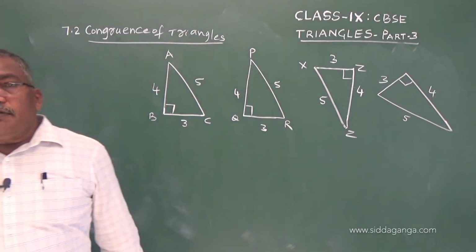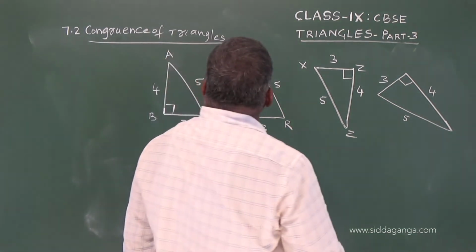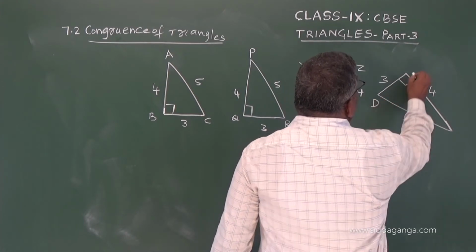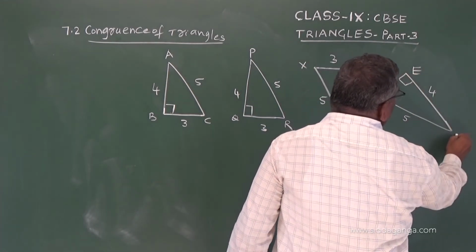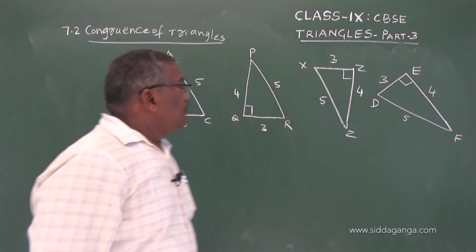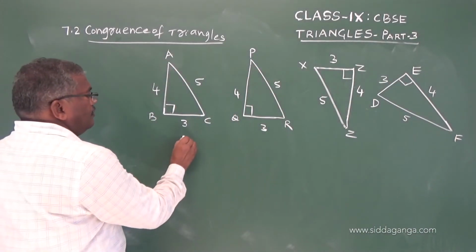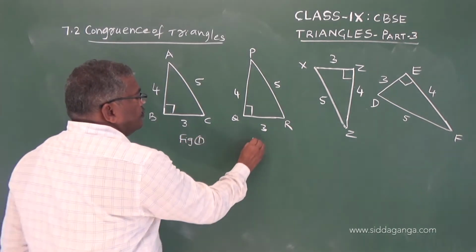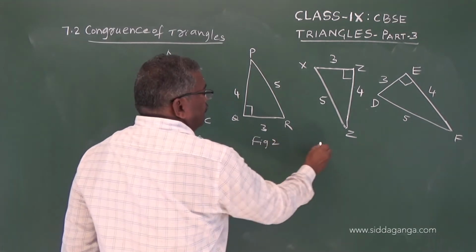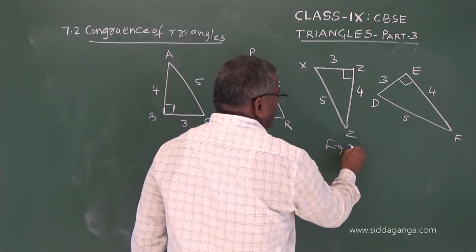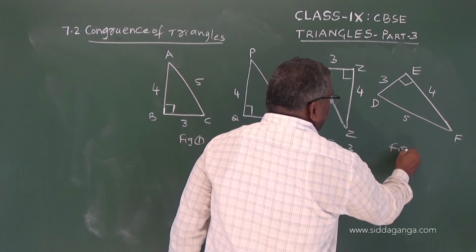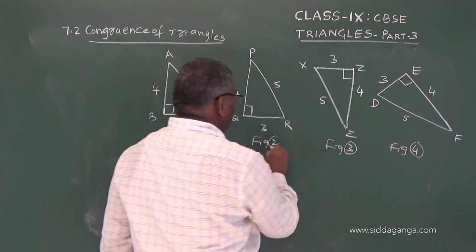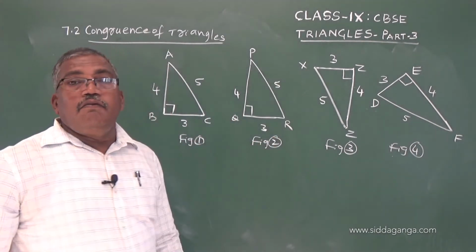So now you can observe these triangles. Say I will call this DEF. So now this is figure 1, figure 2, figure 3, figure 4. Figure 3, figure 4, figure 2, figure 1. So now what will we observe here?